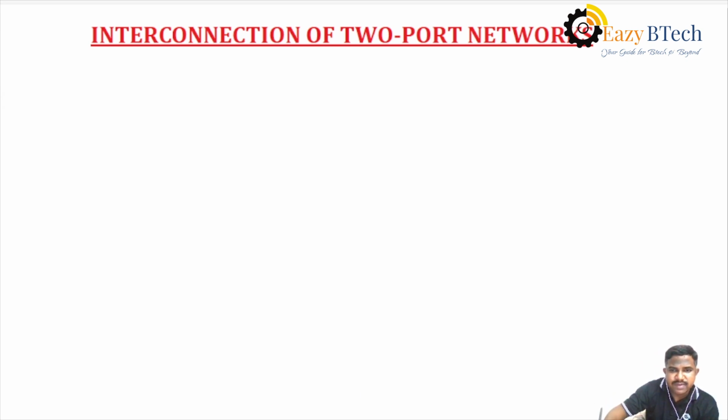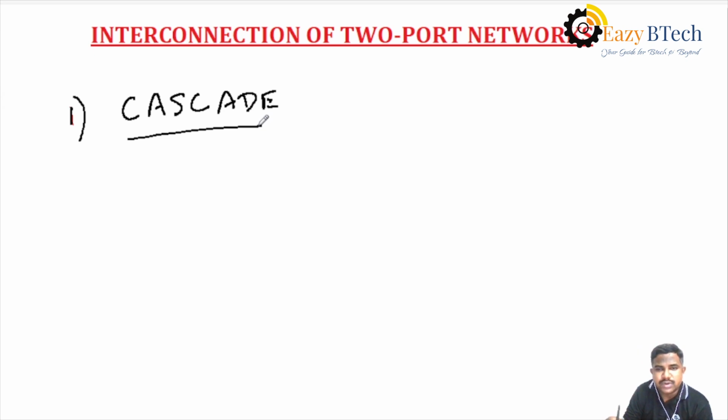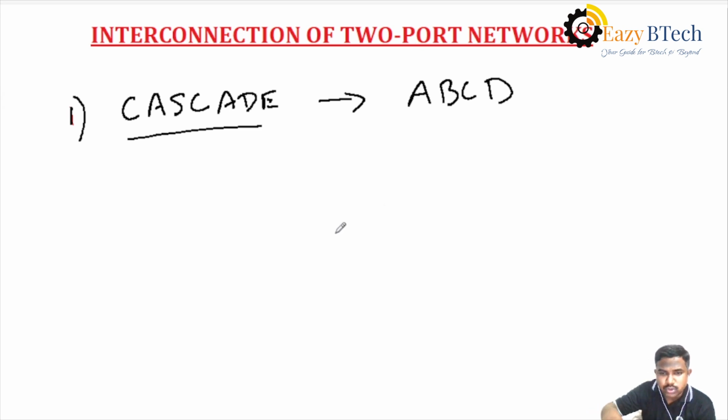For example, the given networks can be joined or interconnected in three forms. The first type is the cascade connection. If the two networks are interconnected in cascade form, this cascade connection is useful to find the transmission parameters, that is, the ABCD parameters. If you want to find the ABCD parameters for two networks, then the two networks are joined in cascade connection. Then I will show you how to connect the two networks.